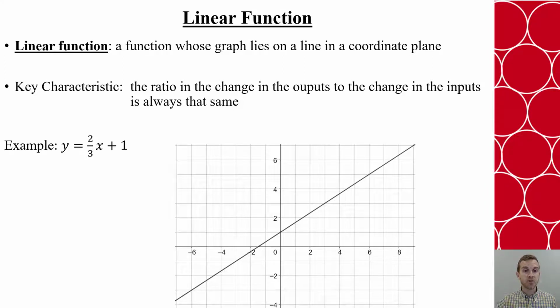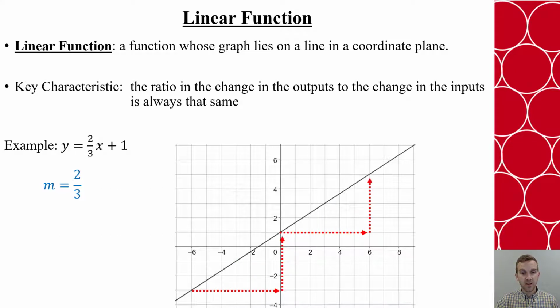Now, if I go between any 2 points, the change in the outputs to the change in the inputs will always be the same. In this case, here I've chosen multiple points to look at, and it's always a rise of 2 to a run of 3, or 2/3. Now, say I choose 2 points that are further apart. Here, in this case, that's a rise of 4 to a run of 6. But if I simplify 4/6, that is still 2/3. It's still that same rate of change.